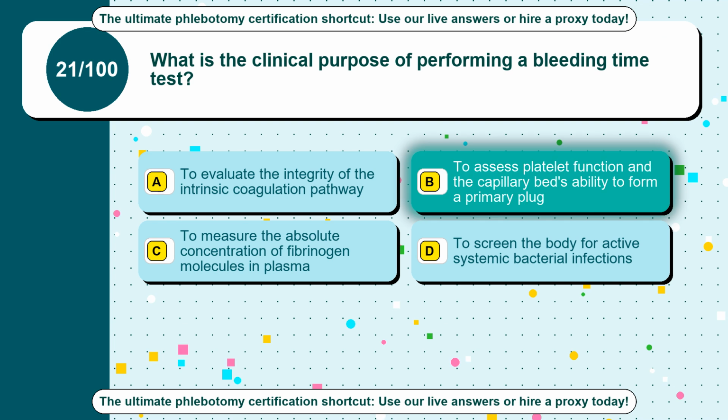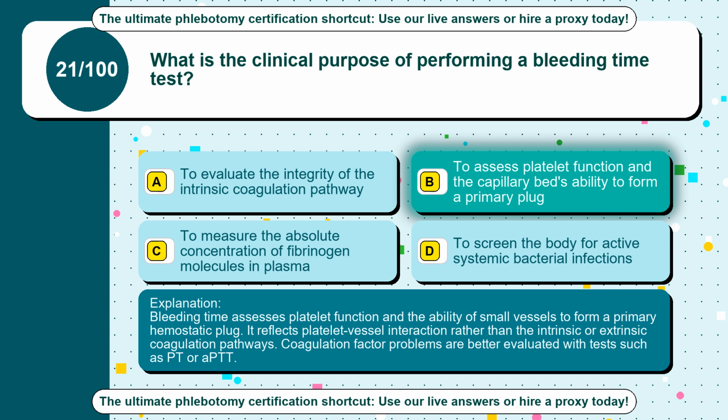The correct answer is option B. To assess platelet function and the capillary bed's ability to form a primary plug. Bleeding time assesses platelet function and the ability of small vessels to form a primary hemostatic plug. It reflects platelet-vessel interaction rather than the intrinsic or extrinsic coagulation pathways. Coagulation factor problems are better evaluated with tests such as PT or APTT.